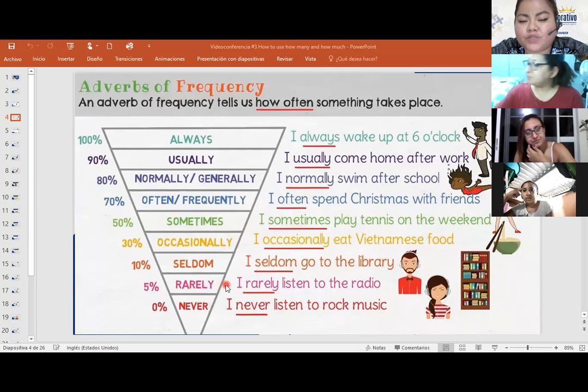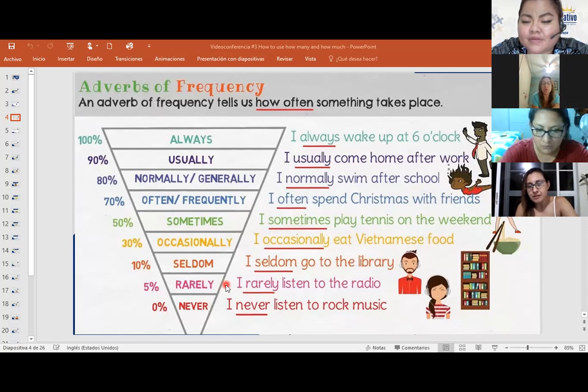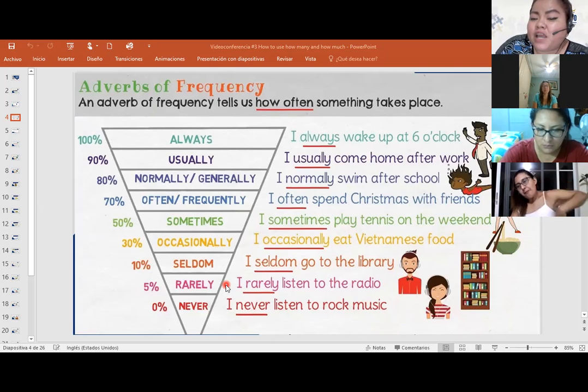Right. Then we go with this one. Rarely. Aide? I rarely go to the movies. The cinema. Yo antes de la pandemia iba todos los miércoles. Okay, I rarely go to the cinema, okay? To the cinema, or to the movies. You can say to the movies, Aide, it's correct. Está perfecto si lo dices así.